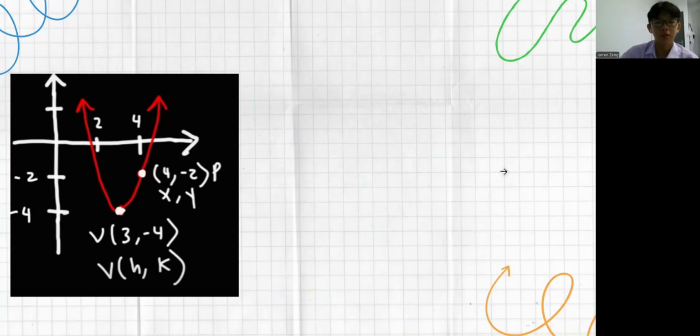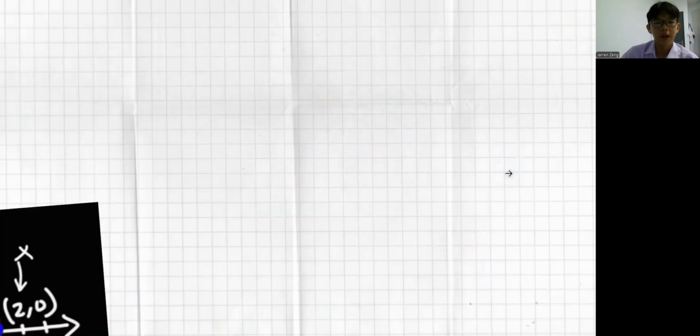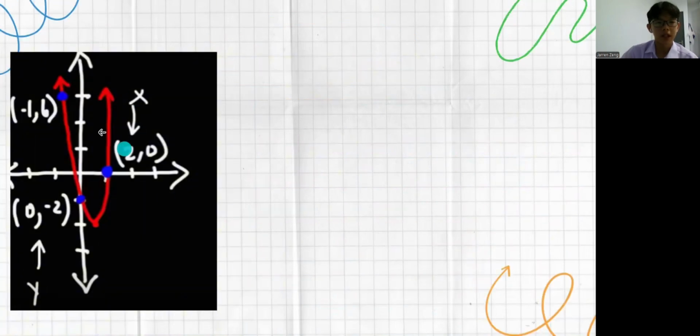Now we'll go to our second example, where what if we don't have the vertex? You can see there's no vertex here. So what if we don't know the vertex? First of all, we have x and y. This is the x-intercept and this is the y-intercept. As you can see here, at the x-intercept the y is 0, and at the y-intercept the x is 0. So we can assume that these two are going to be the x and y that we're going to use.